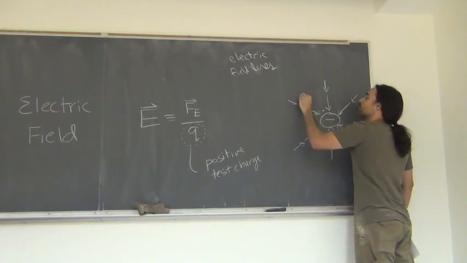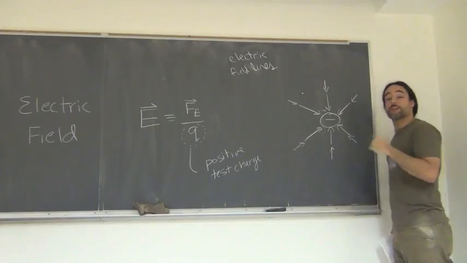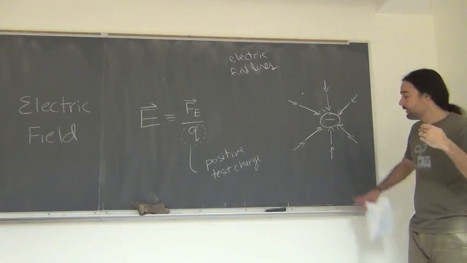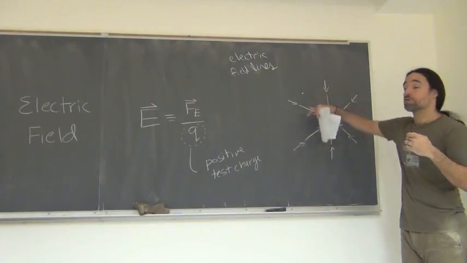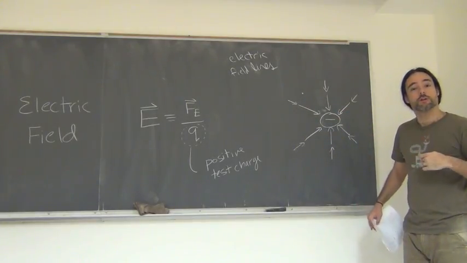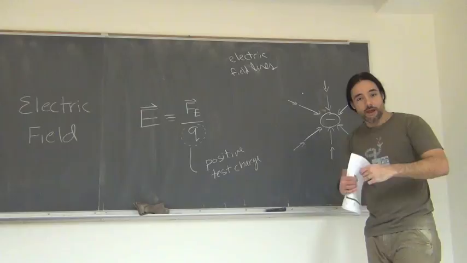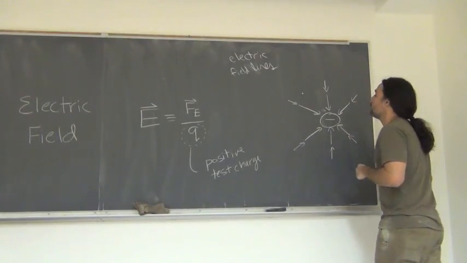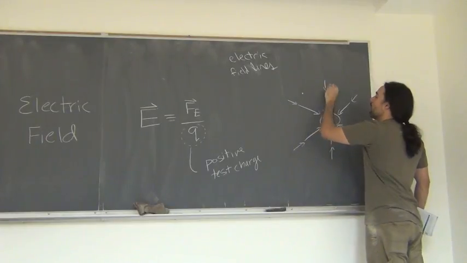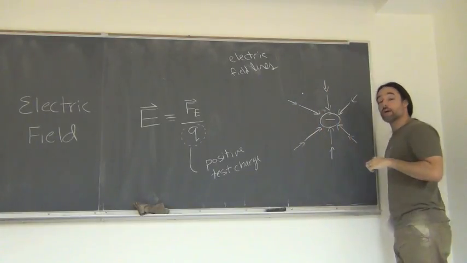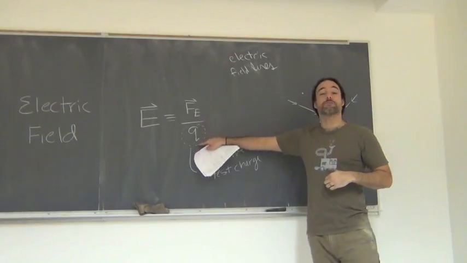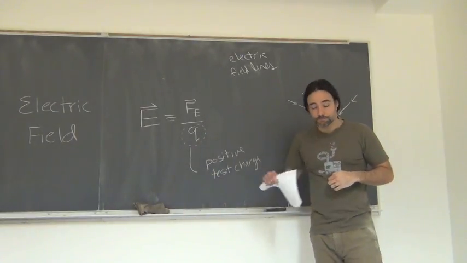However, if I put my positive test charge out over here, I'm going to get a smaller force because it is further away from the negative charge, and we know that the force gets smaller as you increase the distance between the two charges. But at every point in space, I should be able to tell you what the force is. Specifically, what the force is per unit charge.